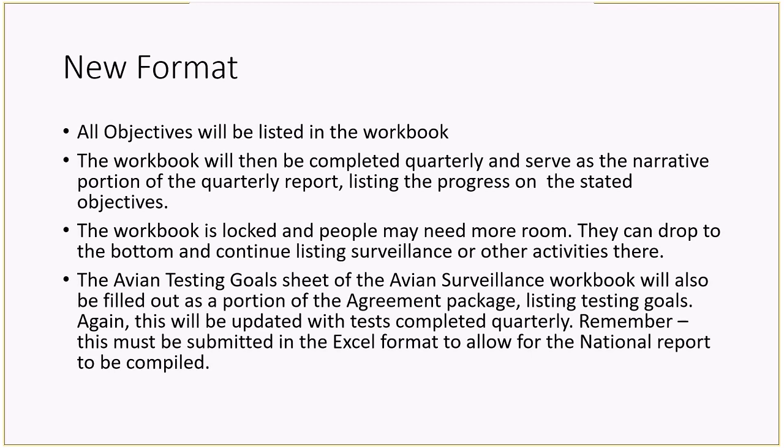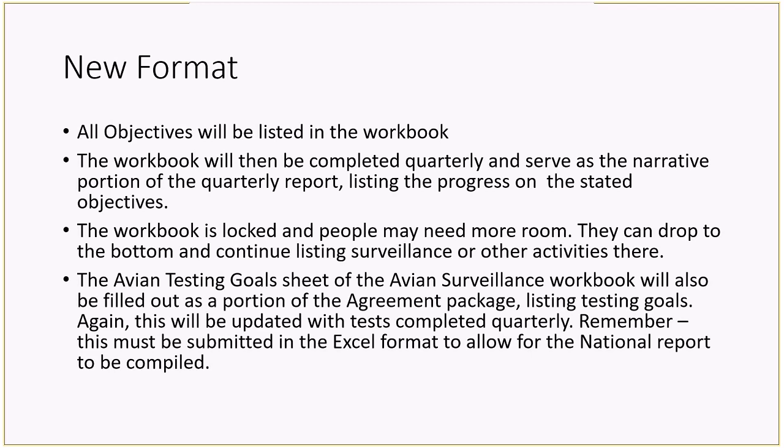The workbook is locked and people may need some more room, especially during the surveillance objectives. There's only 2 or 3 lines there. They can drop down to the bottom and continue listing surveillance or other activities. I would ask that they please use the objective number so I know which objectives the activities refer back to.